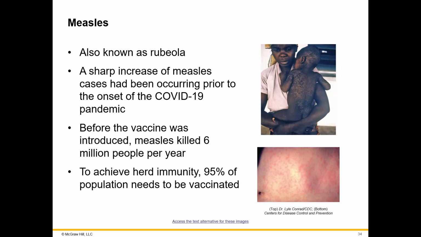6 million people per year used to die before we had the measles vaccine. Go ask your grandparents what it was like before we had the measles vaccine. How many people would get the measles? Y'all ain't never seen the measles.